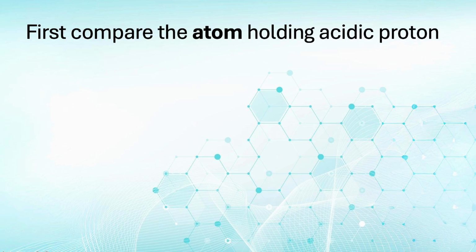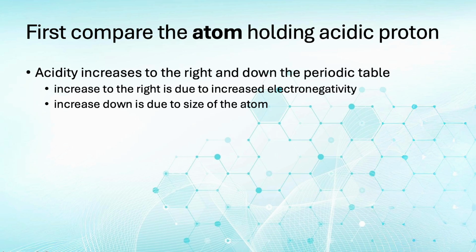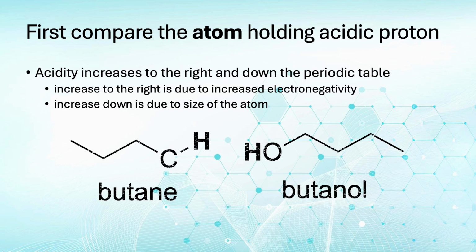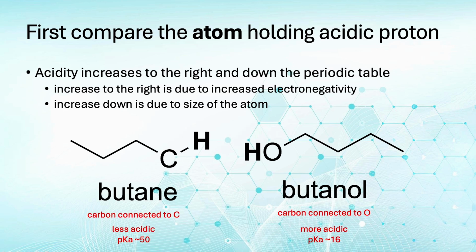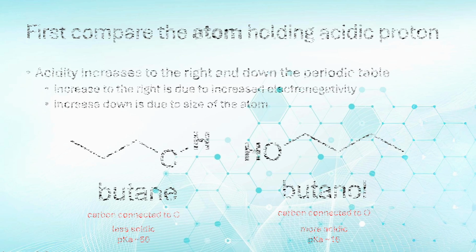When comparing acidity, the first thing you should look at is the atom that the hydrogen is attached to. Acidity increases right and down on the periodic table. As you go right, elements get more electronegative, which means they will be more willing to capture and hold an extra lone pair if the proton is lost. As we go down the periodic table, elements get larger and larger, meaning that some extra electrons won't affect the stability of the element much. For example, when comparing a hydrogen attached to a carbon versus a hydrogen attached to an oxygen, the latter will be more acidic. R stands for resonance.